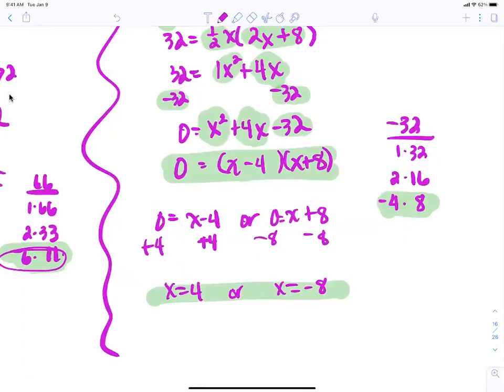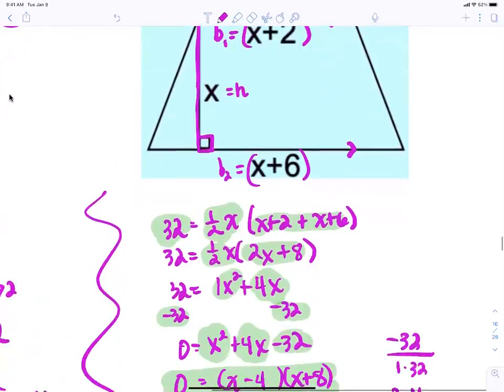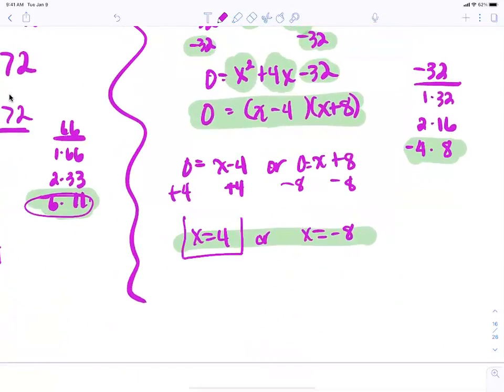We have to actually go that extra step, and hopefully you checked. So if I try plugging in x equals 4, well, let's see. 4 makes sense for a height, totally. If I do 4 plus 2, we get a base of 6 on top. And if I do 4 plus 6, we get a base of 10 on top. Since none of those lengths are negative, that just tells us that x could equal 4. So let's try negative 8. Let's see if that one works.